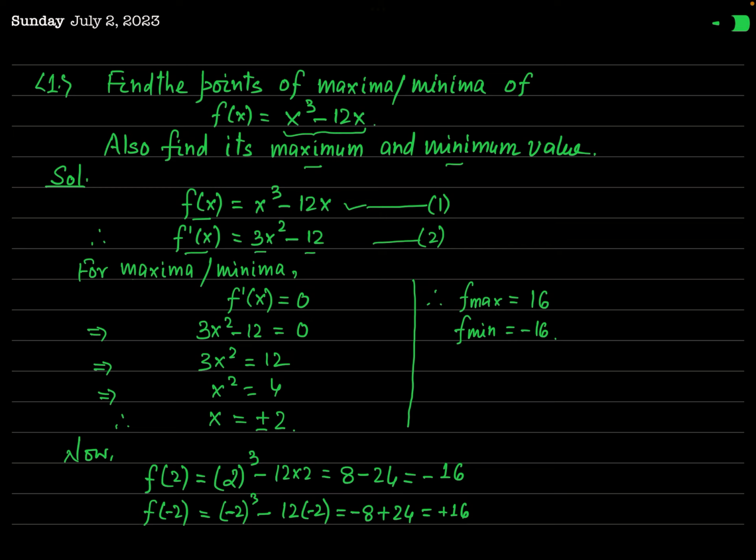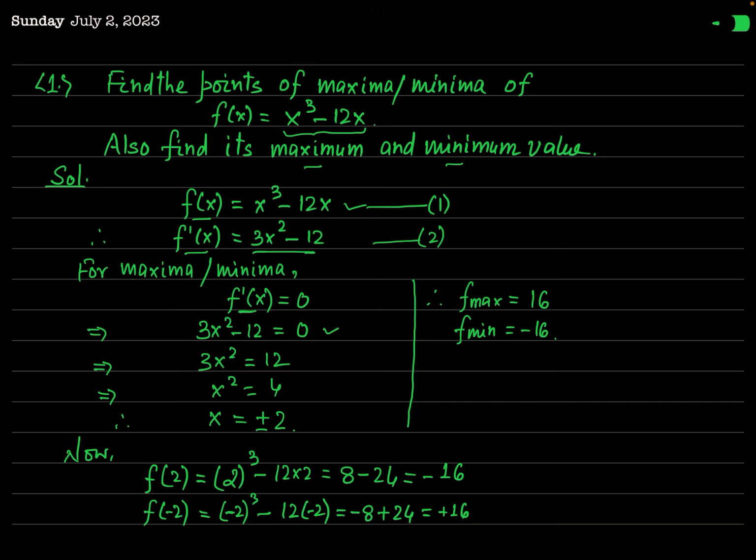Okay. Now, as you know, if this function f of x is maximum or minimum, in both cases, this f dash of x will be equal to 0. So let us equate this f dash of x equal to 0. But you have found that f dash of x is equal to 3x square minus 12. So let us put here 3x square minus 12 equal to 0.